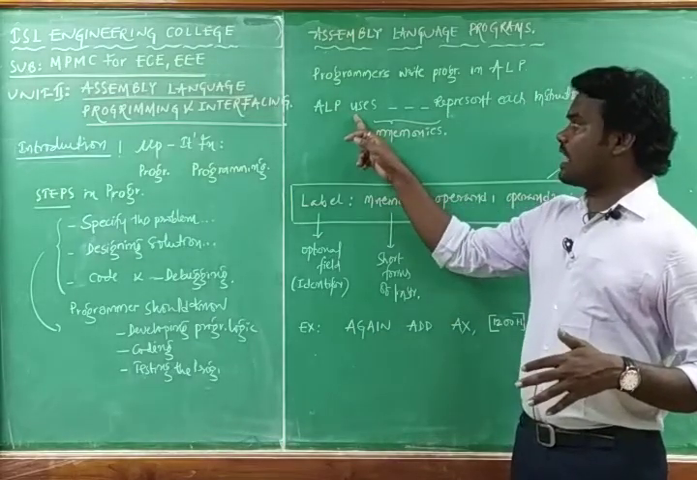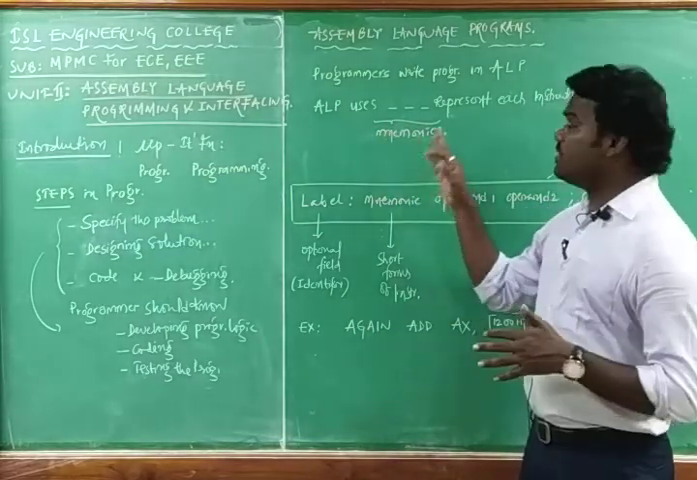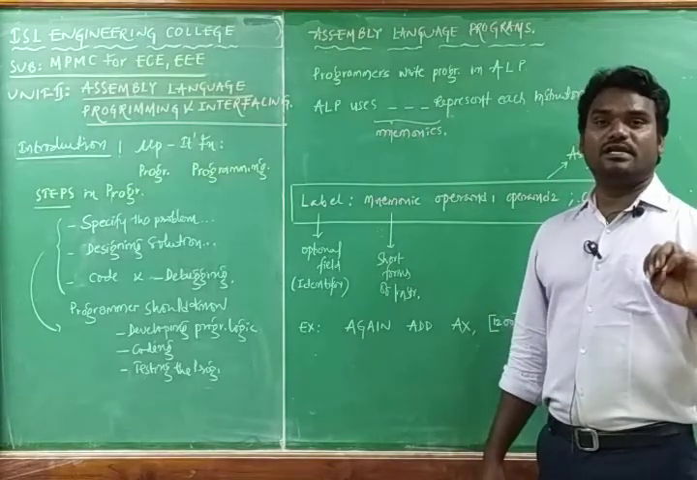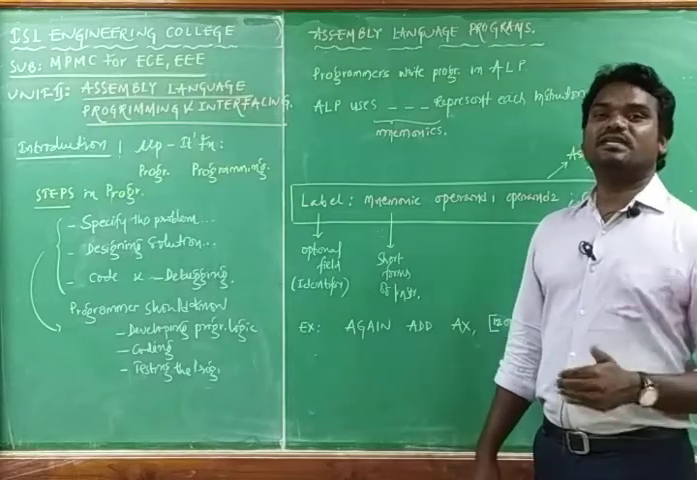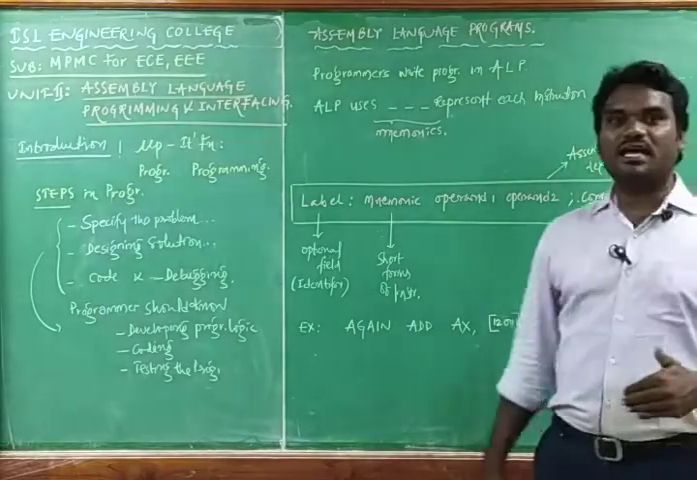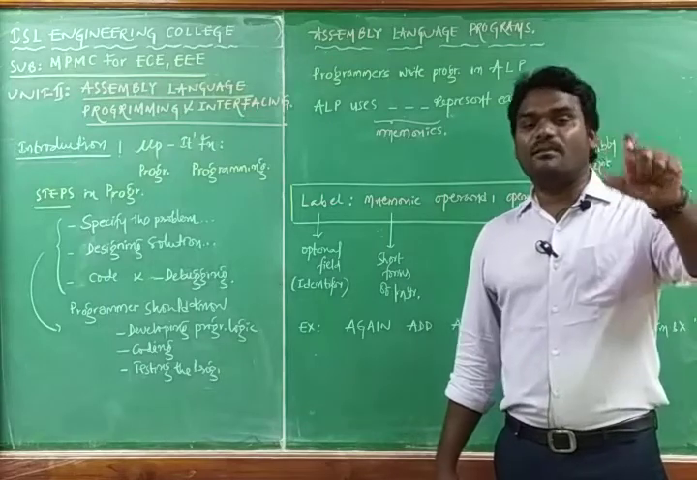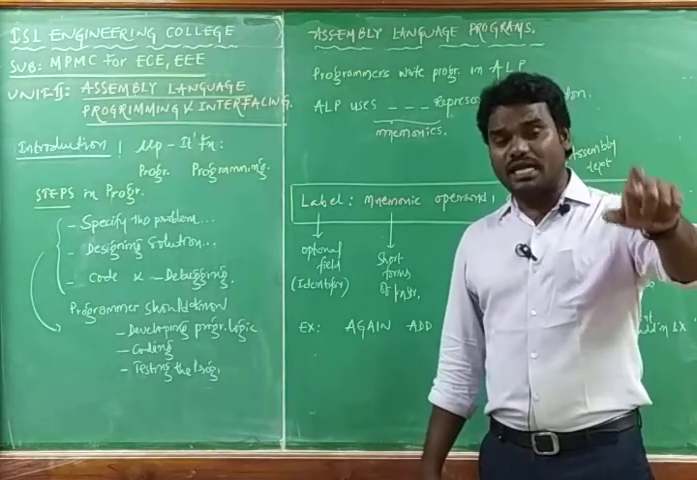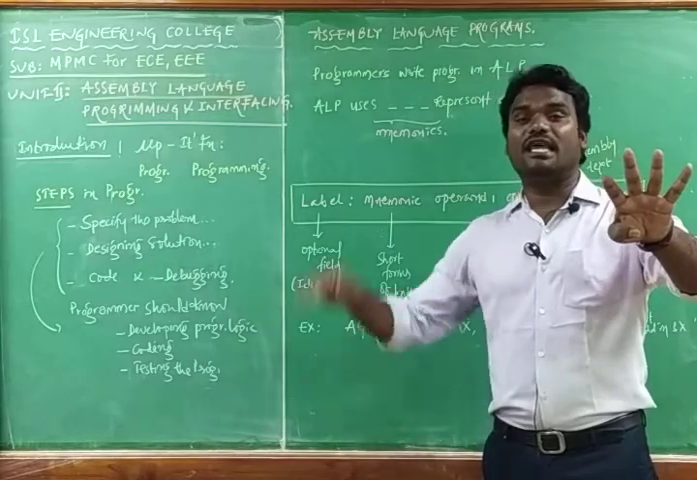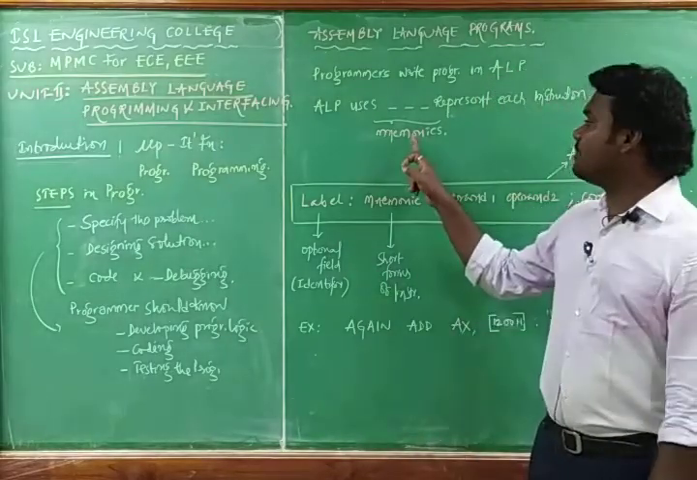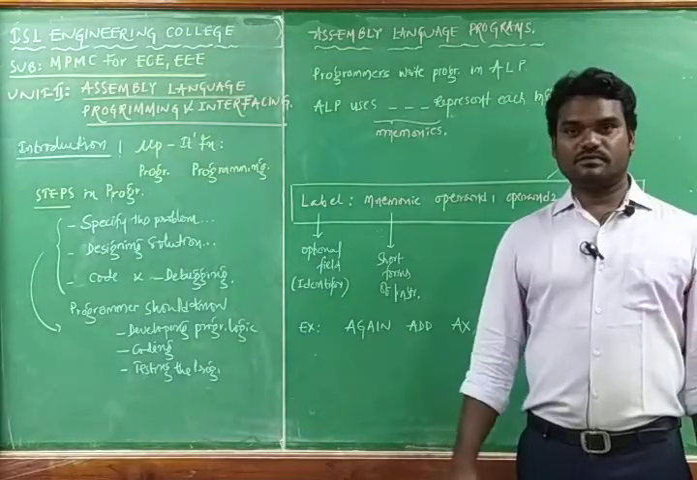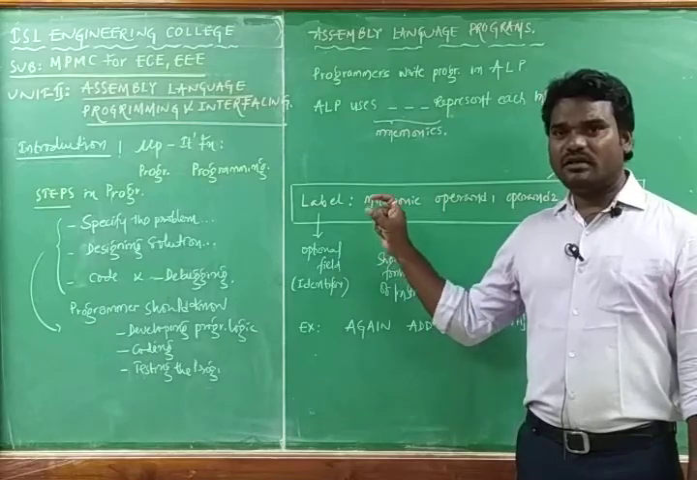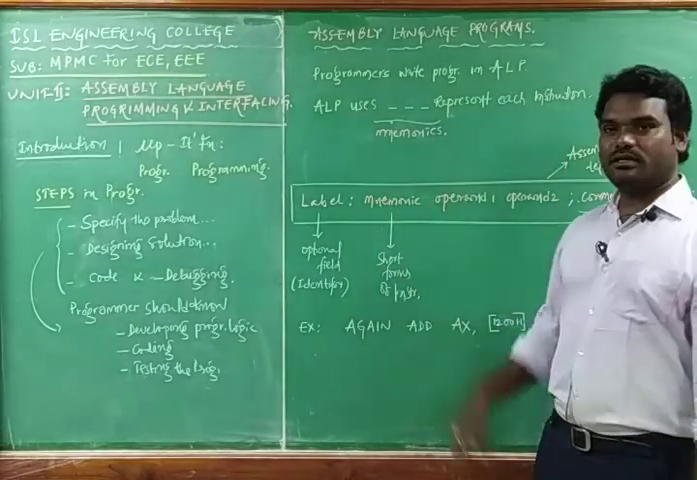Assembly language program uses 2-letter, 3-letter, 4-letter English words which represent the instructions. The short forms of those instructions, the 2-letter, 3-letter, 4-letter English words in the assembly language program, are named as mnemonics. This is very, very important. The short form of an instruction is named as a mnemonic.